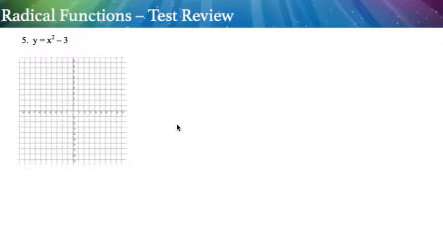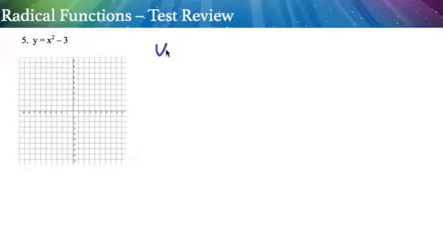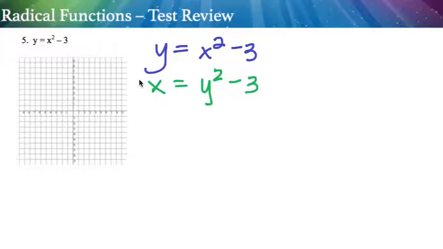Okay, so for number 5, we're going to do this again, and that is we're going to go ahead and find the inverse. So my original equation is y equals x squared minus 3, and I'm also going to do the inverse, so it's x equals y squared minus 3. So now I have both equations. I know that the original equation is a parabola that's been shifted down 3, so I'm just going to go ahead and draw that real quick.